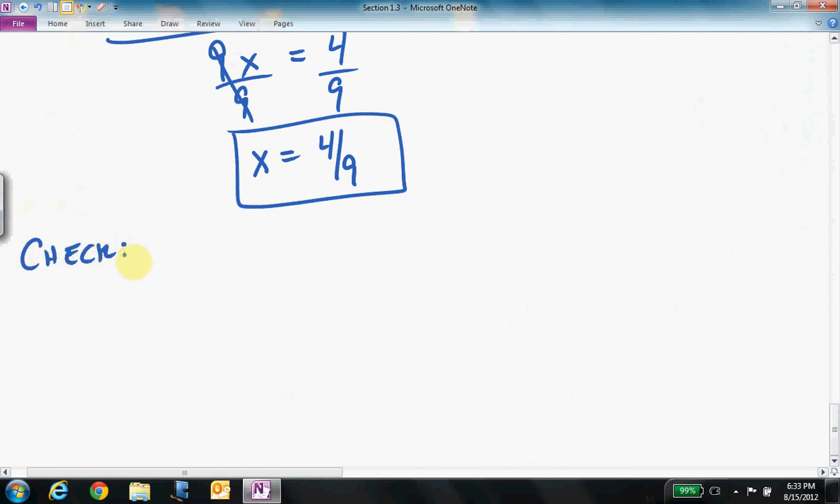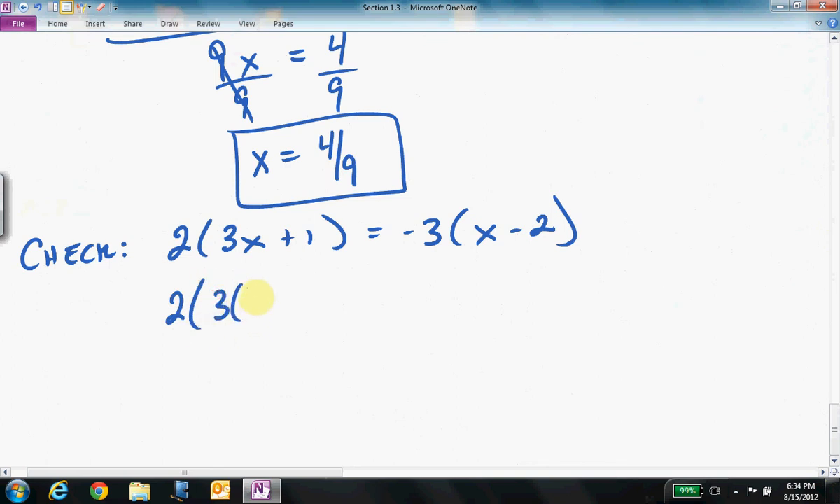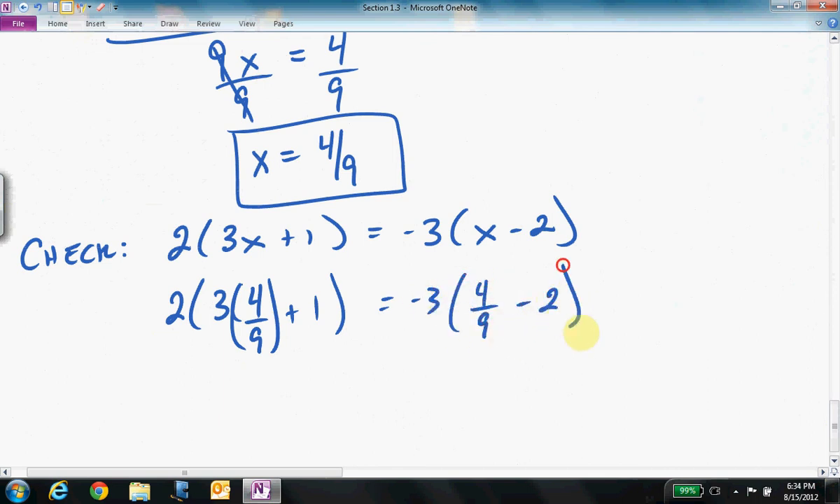So just as we did for every problem, we're going to check. So we got 2 times the quantity, 3x plus 1 equals negative 3 times the quantity, x minus 2. That was our starting problem. So just like before, I'm going to substitute the value of x in for each spot. So I've got 4 over 9. Actually, let me rewrite that so we can cross-cancel nicely and you can see that. So I'm going to say 4 over 9 plus 1 equals negative 3 times 4 over 9 minus 2.